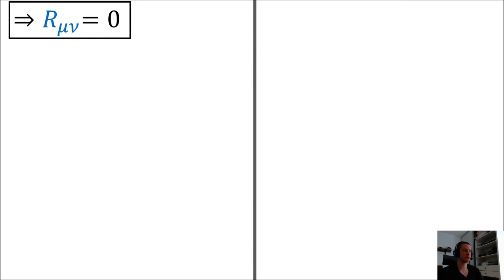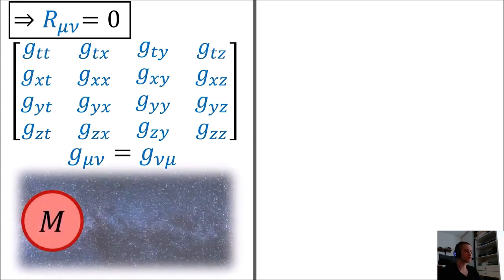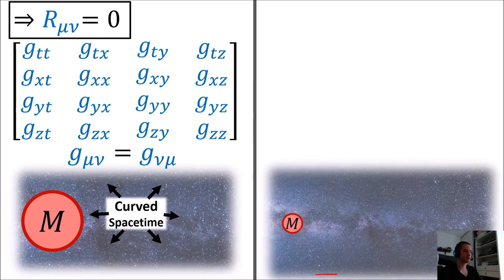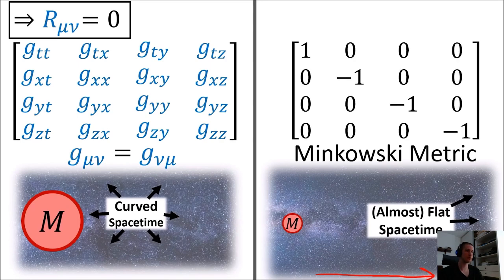So our job is to take this equation and solve for the components of the 4x4 spacetime metric that describes the curved spacetime near a body of mass m. We're also going to assume that, as we move far away from the mass, the effects of gravity become negligible, and spacetime becomes basically flat, described by the Minkowski metric.